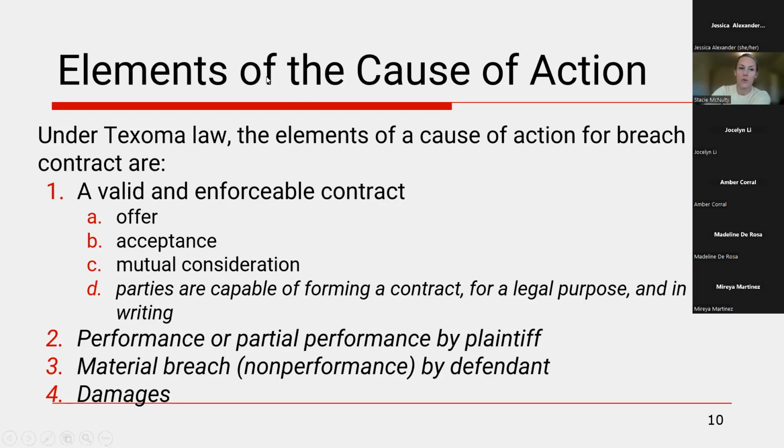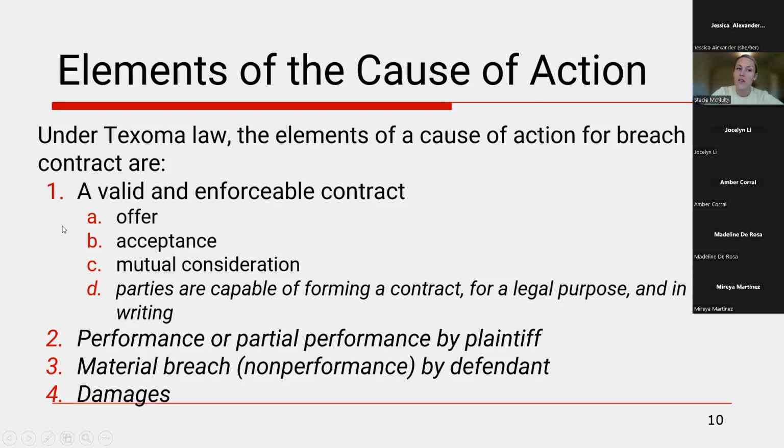So I'm going to go through, because we're having a contract dispute. Here, the cause of action for breach of contract has to be a valid and enforceable contract, which is offer, acceptance, mutual consideration. The enforceability part of it is actually 3, but we're not really talking about them. So it's that the parties are capable of forming a contract, the contract's for a legal purpose, and it's in writing. So all these parts that are italicized, those are elements that are not in dispute by the parties, and so we're not really going to focus on them when we're doing our examples.